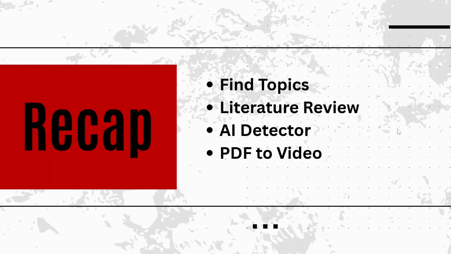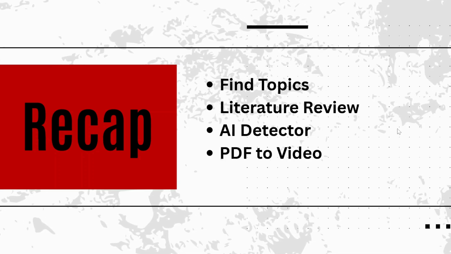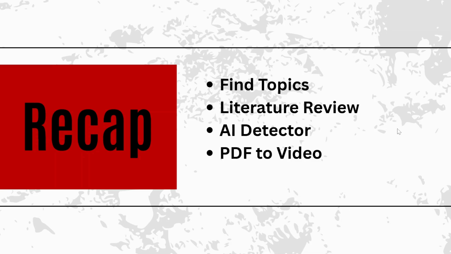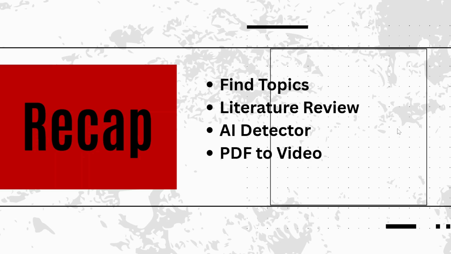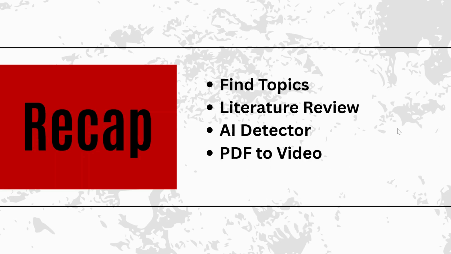Let us quickly recap what we have covered in this part 2 of the SciSpace series. We started with find topics to generate relevant research ideas. Then we moved to literature review to organize our reading. Next, we used the AI detector to maintain originality. And finally, we saw how to turn a paper into a short explainer using PDF to video. These tools make SciSpace more than just a writing assistant. It is a complete academic support platform. When combined with the tools in part 1, SciSpace becomes a complete academic assistant. If you have not watched part 1 yet, I highly recommend checking it out.